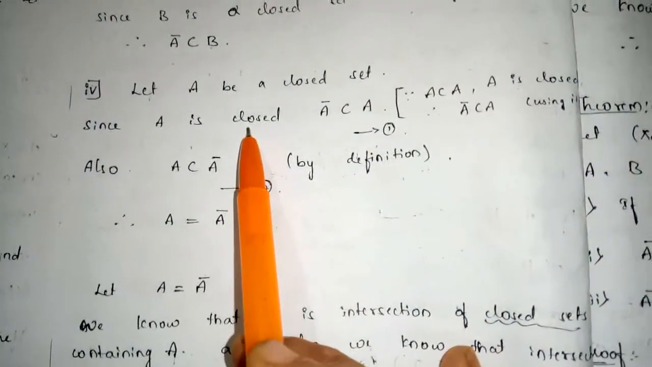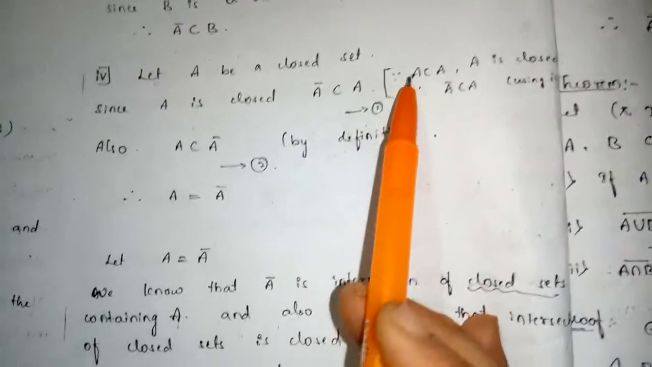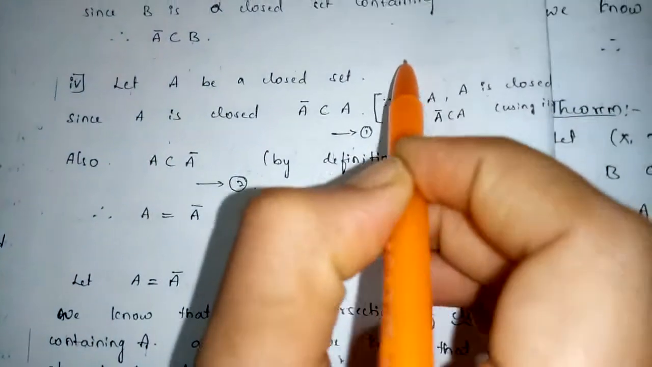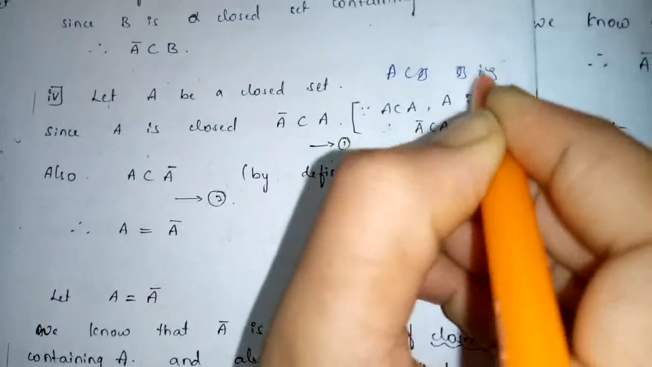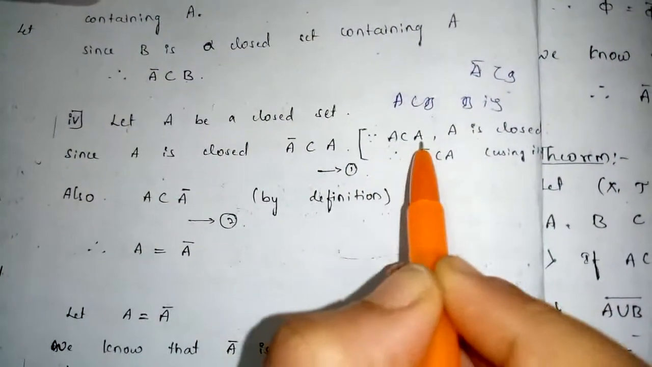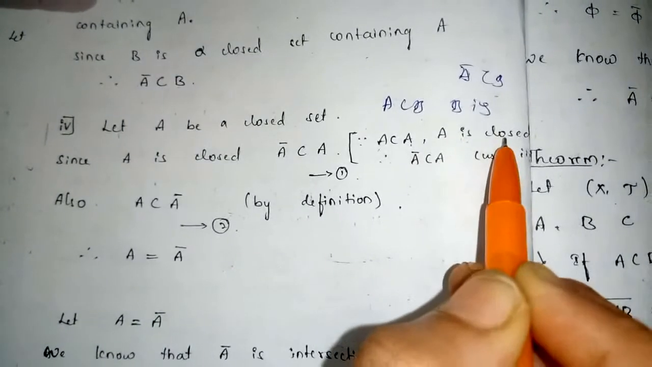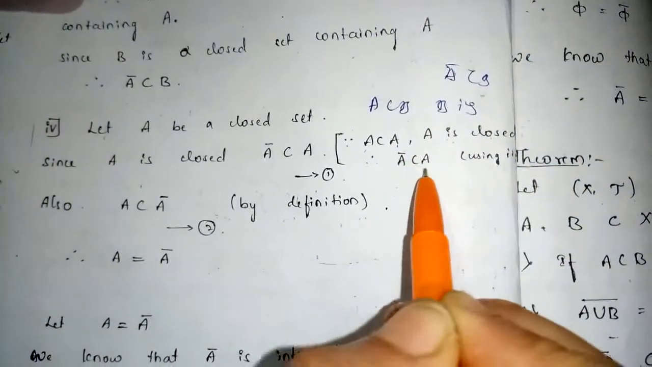Since A is closed, then A bar is a subset of A. How to write this? By using the third property. What is the third property? If A is a subset of B and B is closed, then A bar is a subset of B. By using that condition, A is a subset of A and A is closed, so A bar is a subset of A, with A in the place of B.